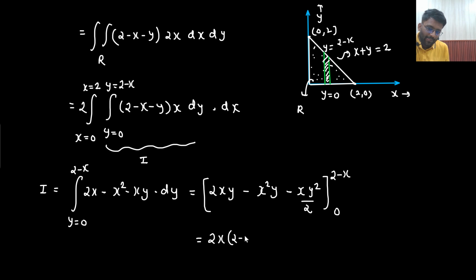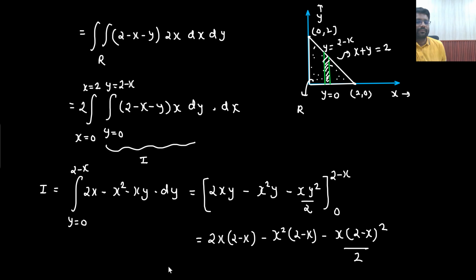2x into (2 minus x) minus x square into (2 minus x) minus x into (2 minus x) whole square divided by 2. I have just put the limit. In place of y I have put 2 minus x. Then in place of y I have put 0. So here 0, 0, 0 will be 0 only.